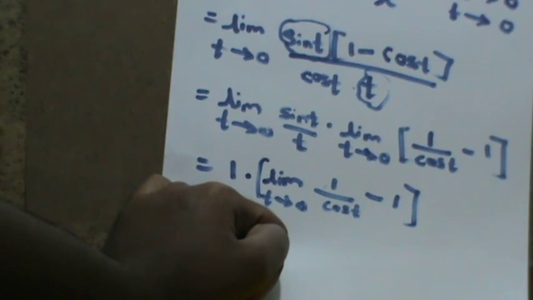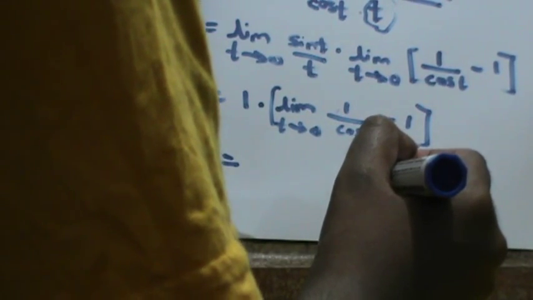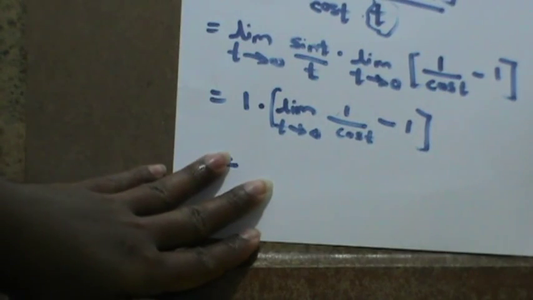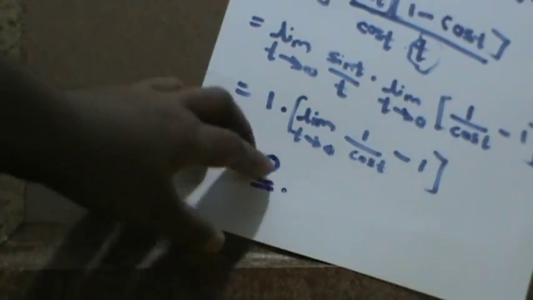So here will be minus 1, like this. So what actually happens is that you can substitute here, and finally you will get that this is equal to 0. I think there's some problem here.